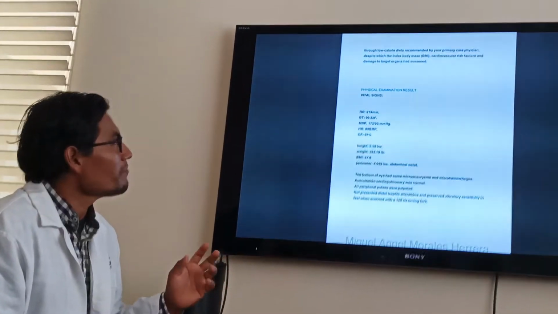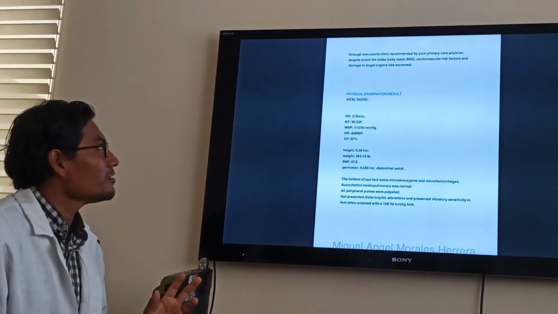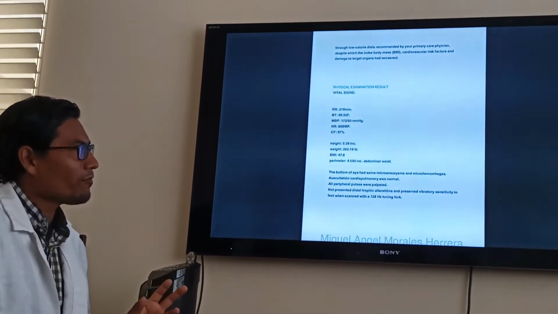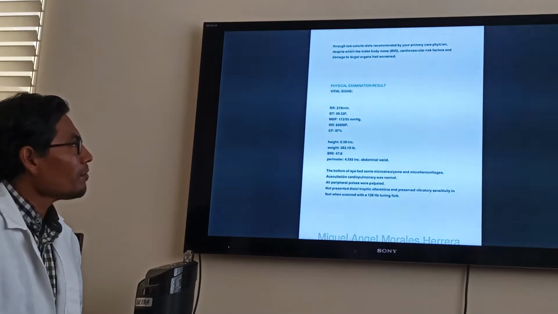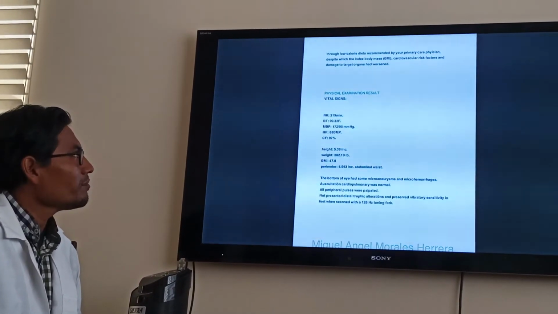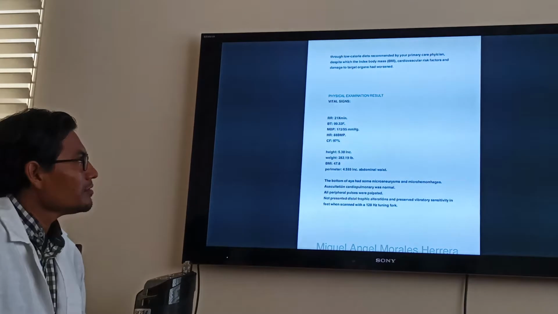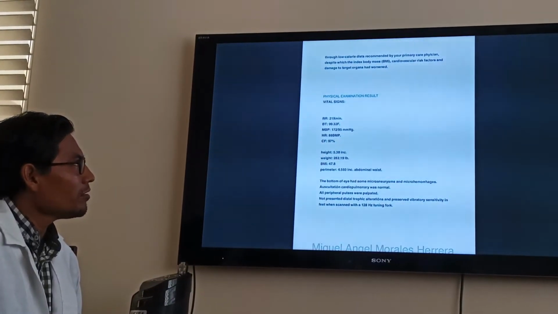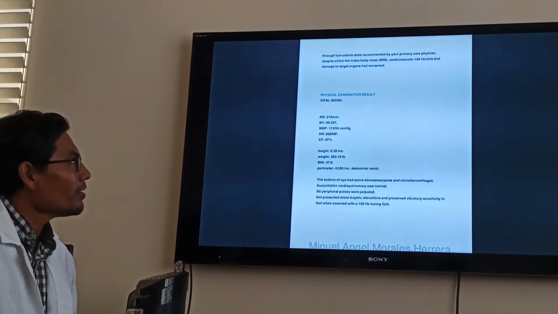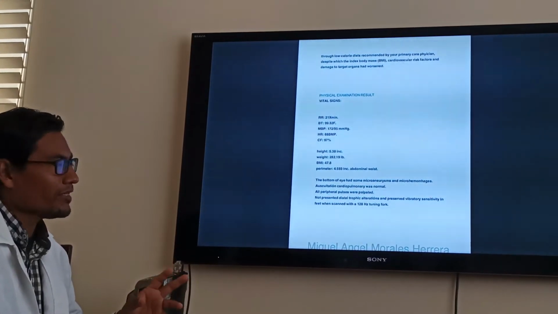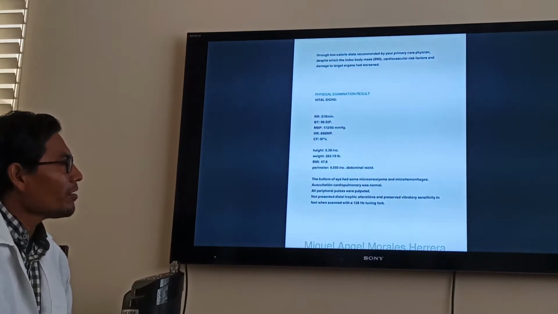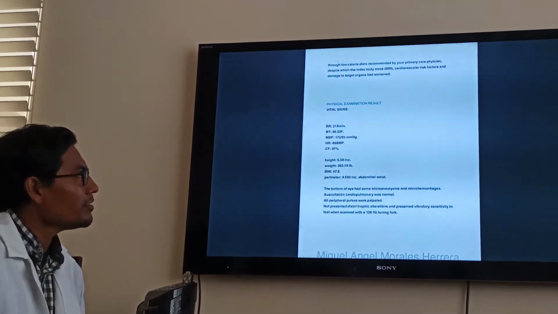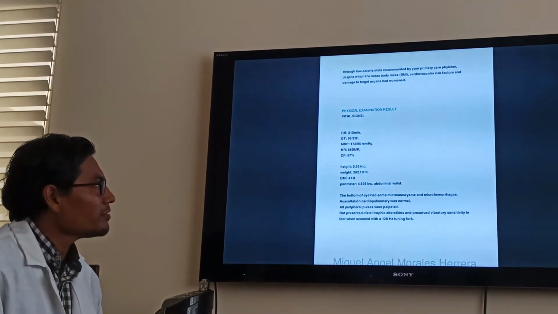Next, the physical examination results and vital signs. Respiratory rate 21 per minute and body temperature 99.34 Fahrenheit, and blood pressure 172 over 19 millimeters of mercury, heart rate 80 beats per minute, and oxygen saturation 97%.